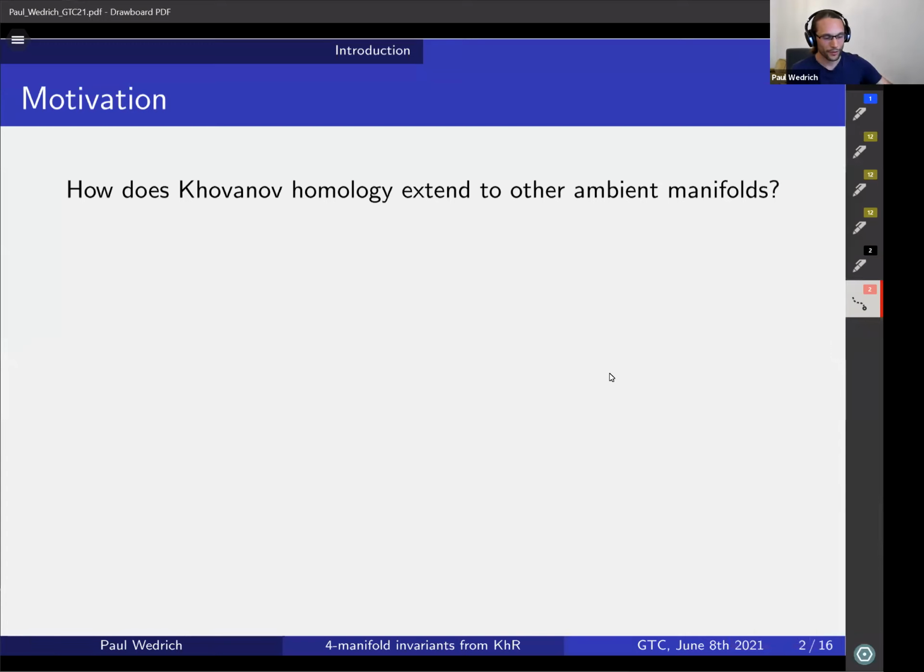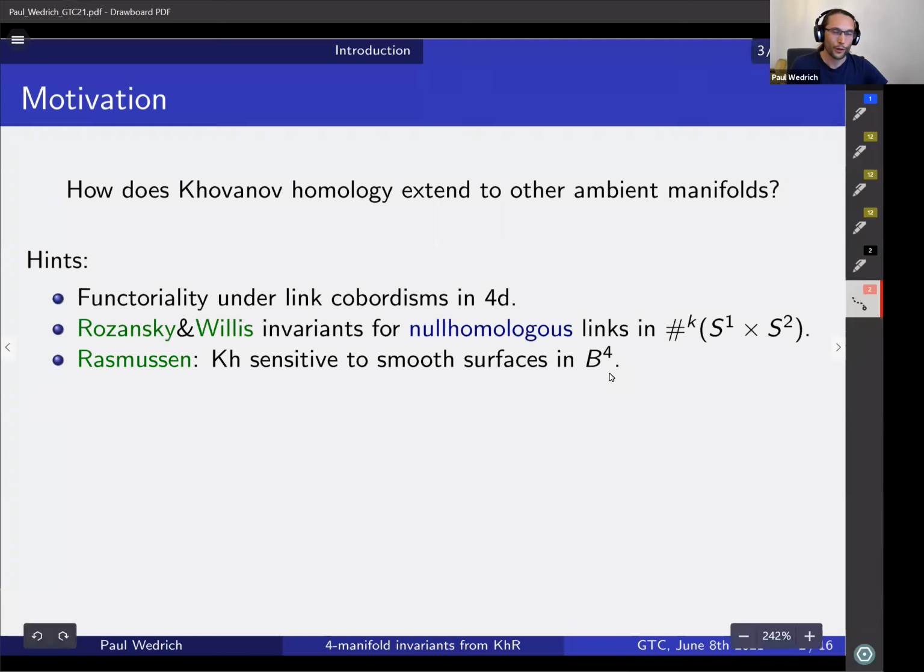So the motivation for this work was the question of how Khovanov homology extends to other ambient manifolds. A priori, this is a link homology theory for links in R3 or the 3-sphere and certain cobordisms between them. It's been for a long time an important question how to extend this. There are different ways one could try to extend such a thing, and I want to follow the following hints for the purpose of this talk.